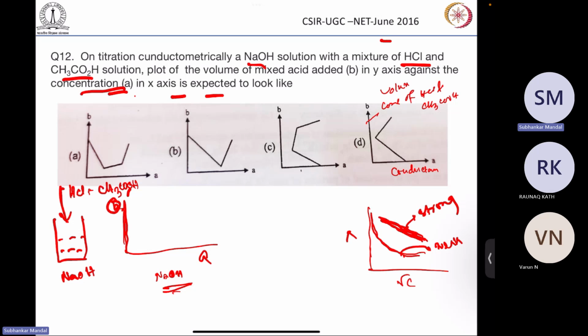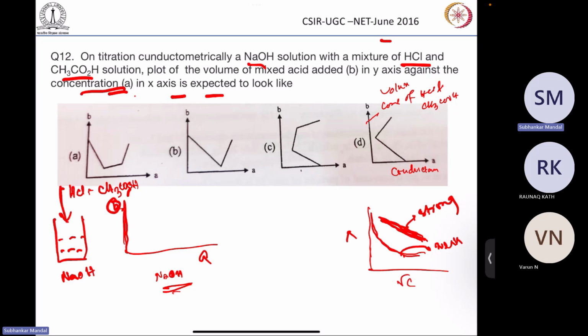Okay, so what is happening with a strong electrolyte? Suppose you have taken NaOH, which is a strong electrolyte. When you dissolve it in water, it will completely dissociate, forming Na+ and OH-.